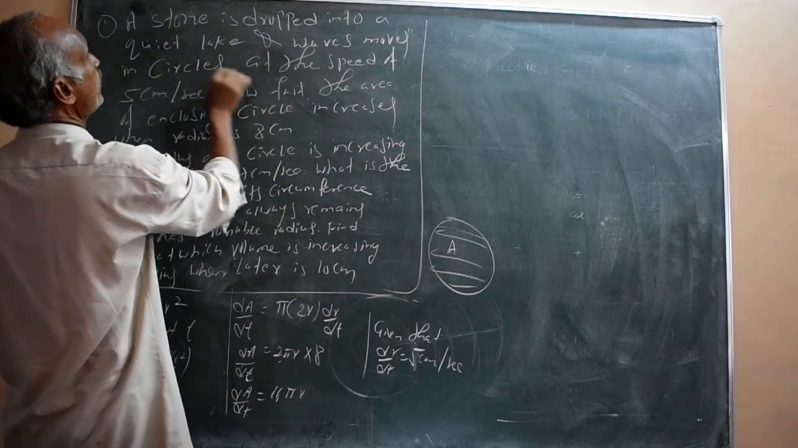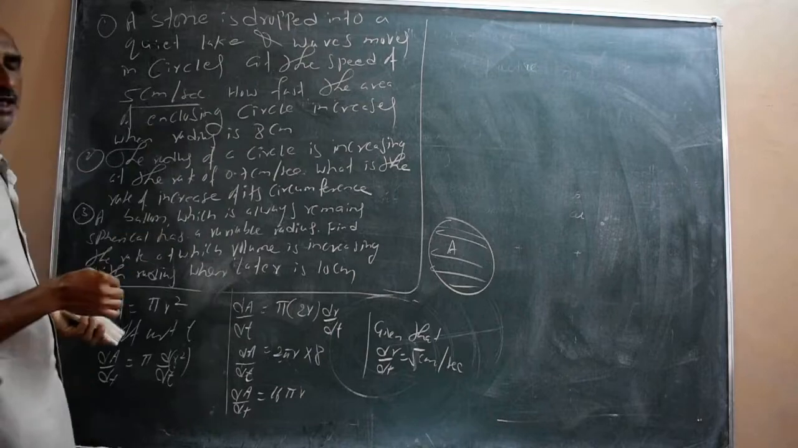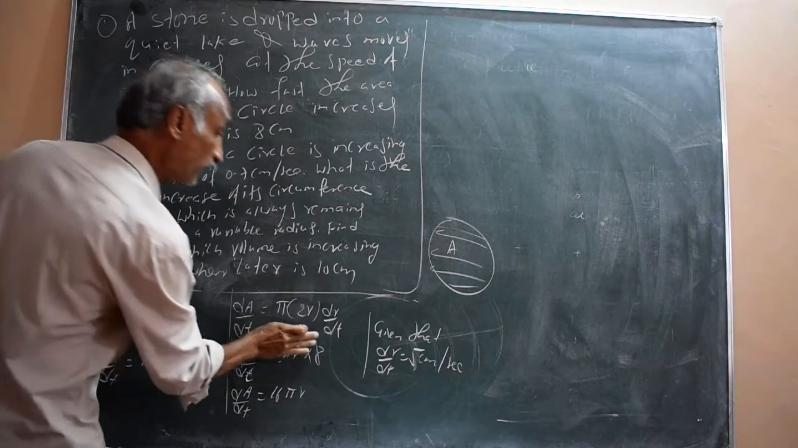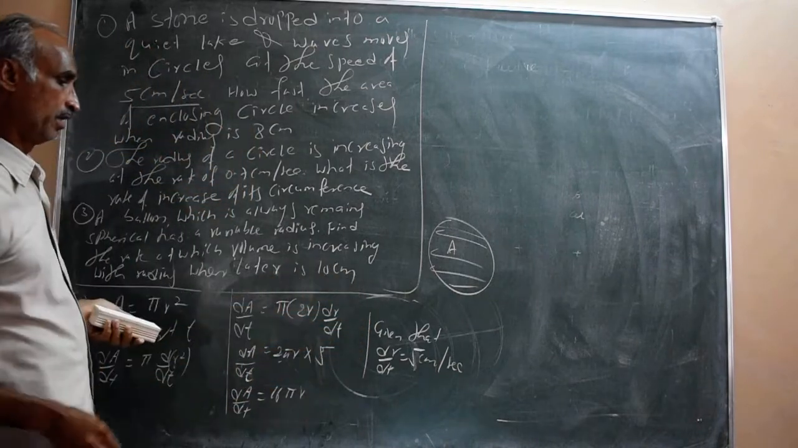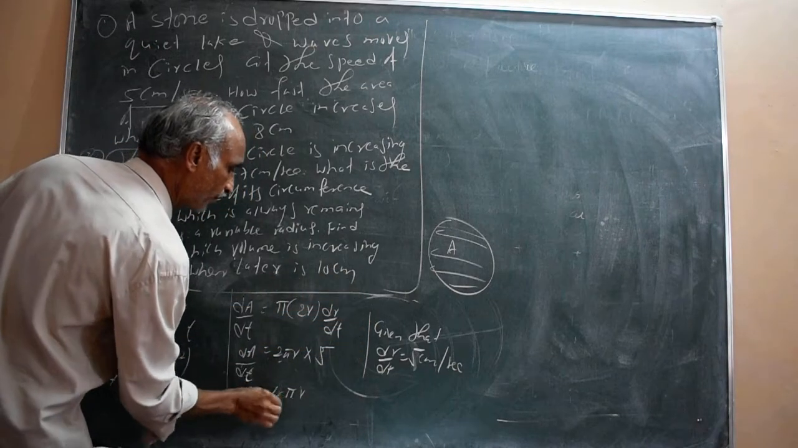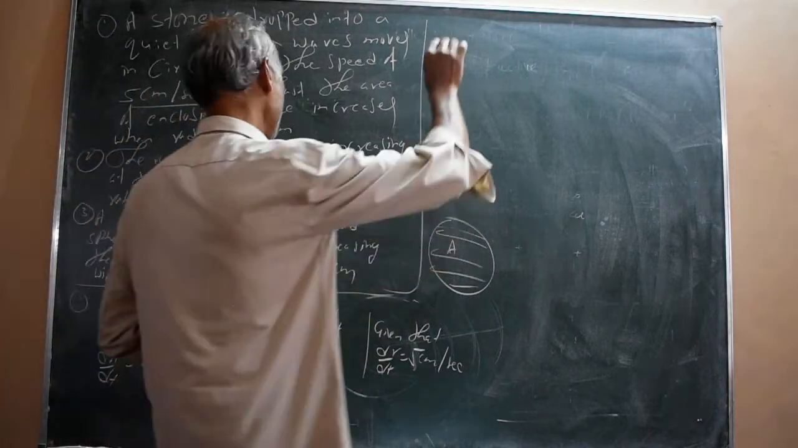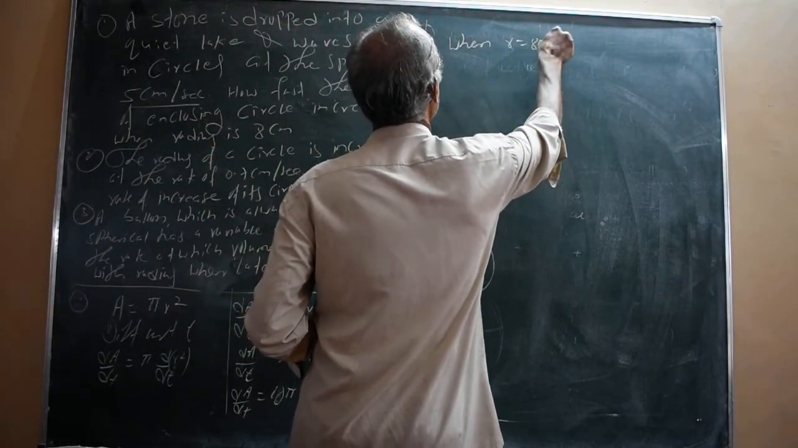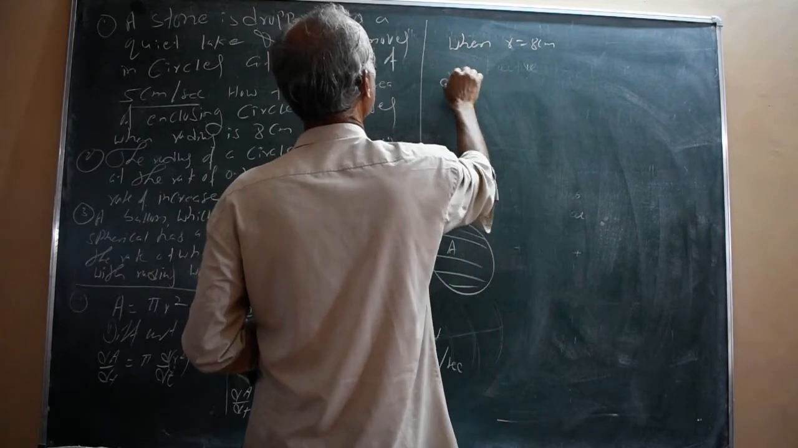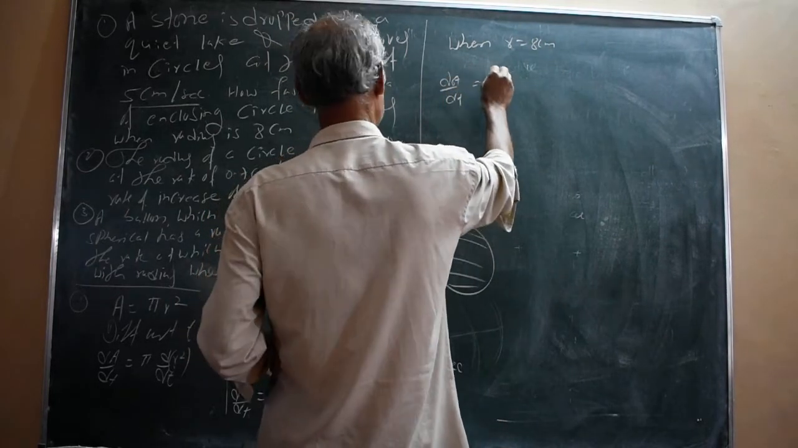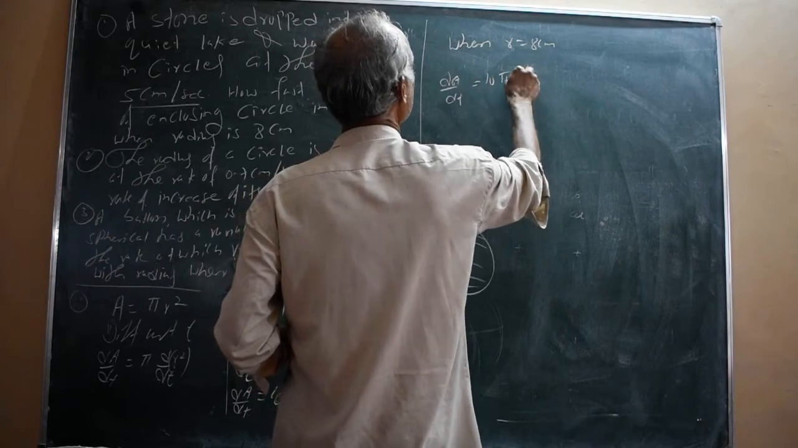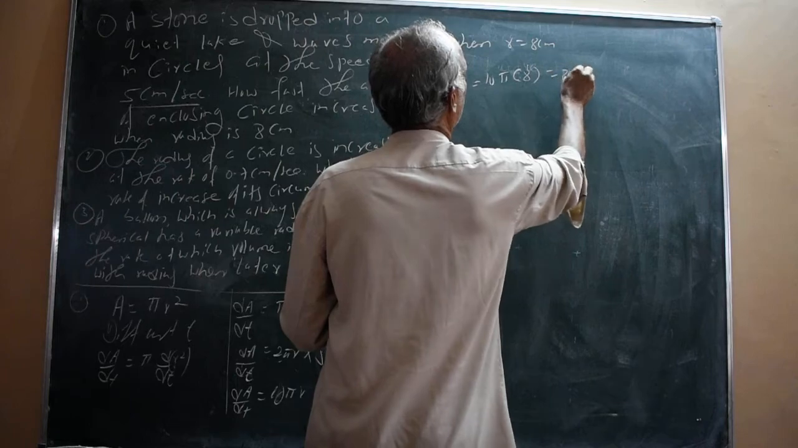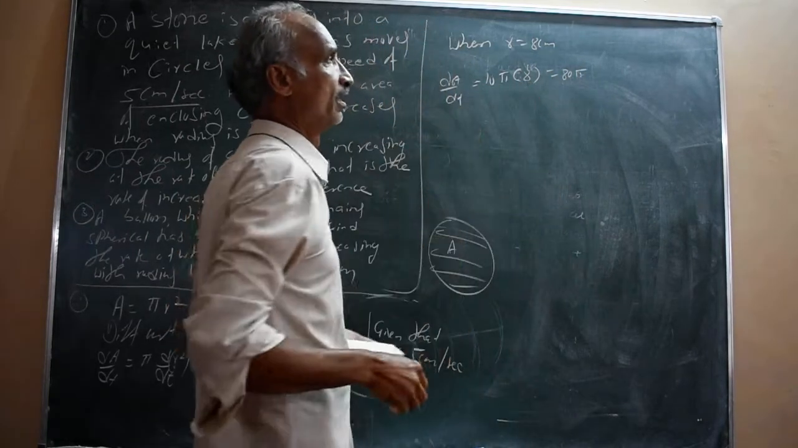With the speed of 5 centimeter per second, the wave is moving at the rate of 5 centimeter per second, which means dr by dt is 5. So it is 10 pi r. Then when r is equal to 8 centimeter, dA by dt is equal to 10 into pi into 8, which is 80 pi centimeter square per second. 8 tens are 80.